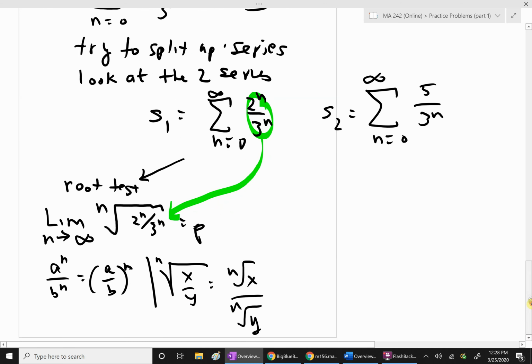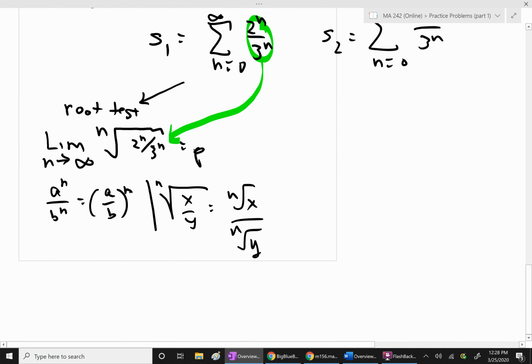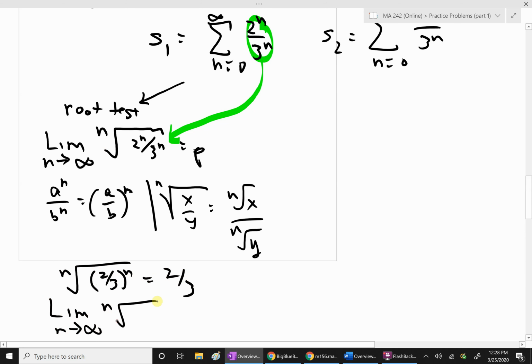And so using either of these facts, what am I going to get when I evaluate this thing inside the limit? So if we just look at 2/3. Exactly. The nth root of, and the easiest way is to rewrite it like this, and of course the nth root and the nth power cancel out, and I get 2/3. And so the limit as n goes to infinity of the nth root of 2 to the n over 3 to the n equals 2/3.